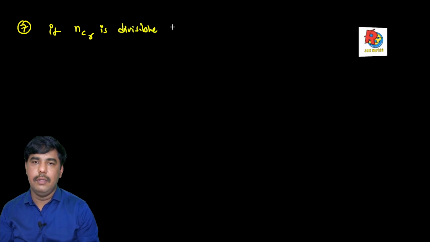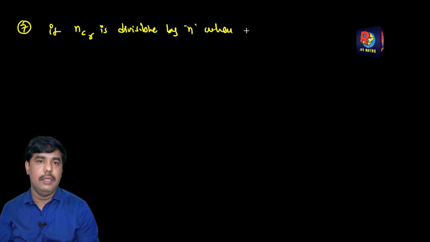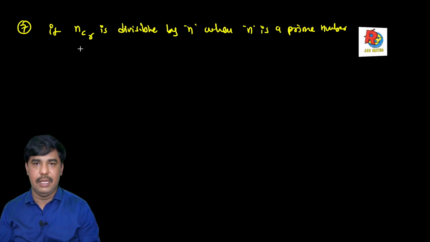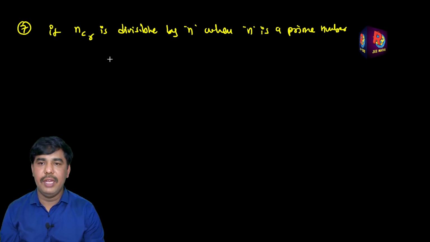Next, the seventh property; observe this. NCR is divisible by n when n is a prime number. If it is a prime number, then only it will be divisible. I can take an example so you can understand clearly.